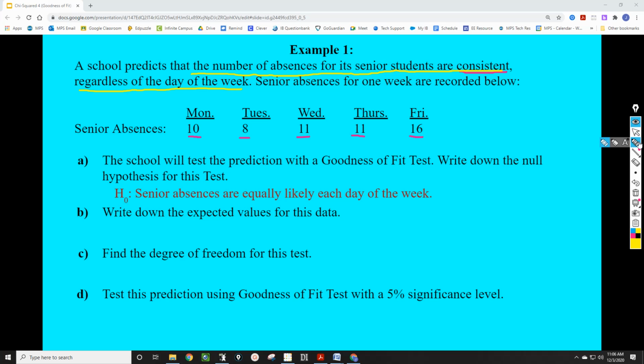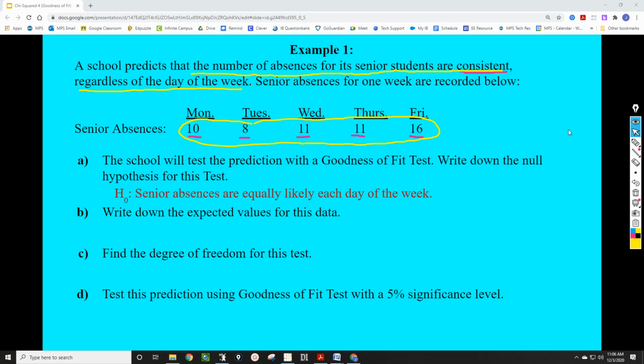So the first thing that I'm going to do is add up all the absences that we had in this recorded data here. So we're going to add up the absences for Monday, which were 10, plus Tuesday 8, plus the 11, and then another 11, and then the 16. Add them all up and then divide by 5, because we had 5 different days of the week, to figure out what the average would be, and that's what we would expect if they were all the same.